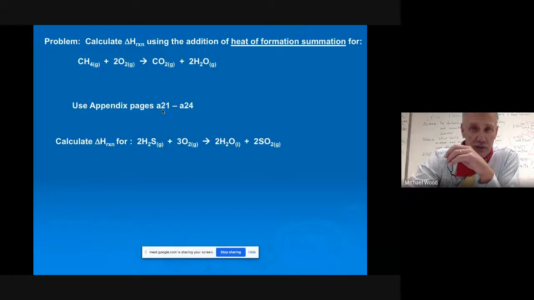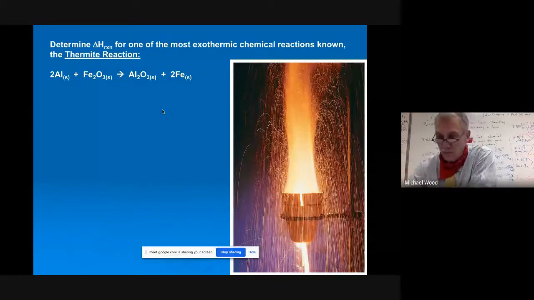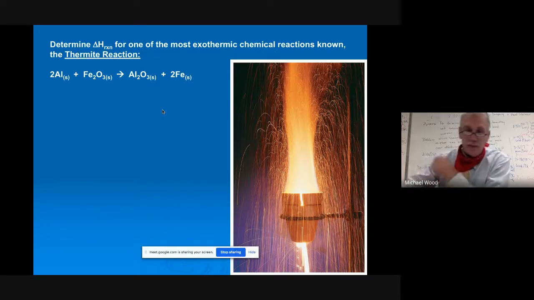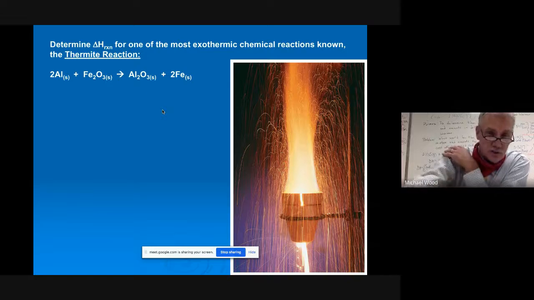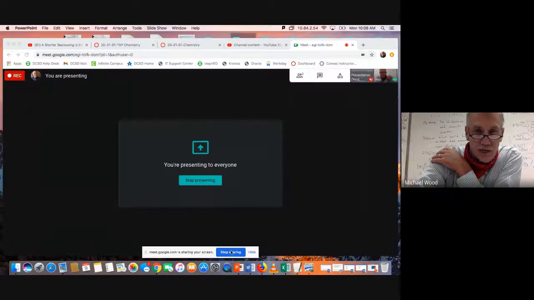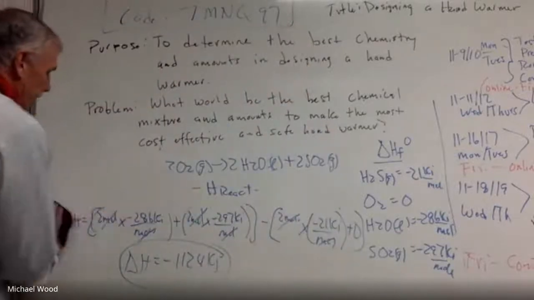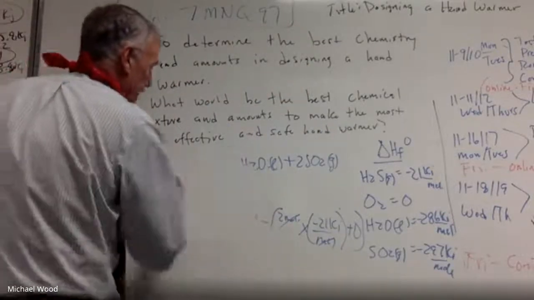Okay, so we've done this. This is the final way. Again, the appendix. Here's a reaction. If you Google a thermite reaction, or go to YouTube and look it up, it's kind of a cool reaction. I've never done it in all my years, but as you can see, it gets really, really hot. I'll go through it here, and I'll have you guys finish this problem. I'll give you the values.